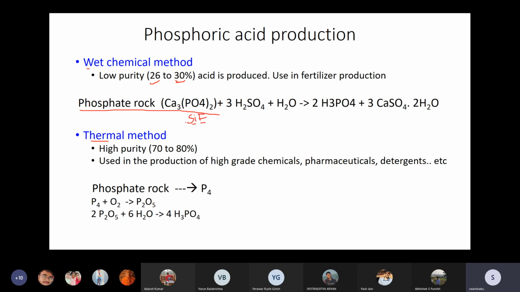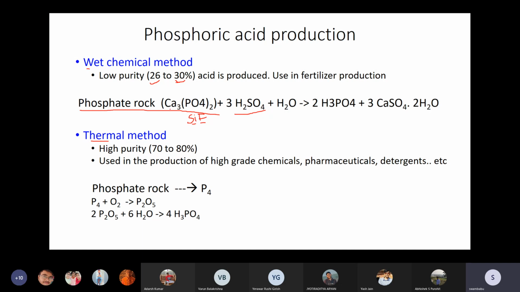Now, in the wet chemical method, the phosphate rock Ca3(PO4)2 reacts with sulfuric acid. Sulfuric acid is also an important chemical. Dr. Bhaskar, when he starts his portion after I finish this topic, will explain the sulfuric acid production process. So you will get to know how to produce sulfuric acid, because this is a very, very important acid used in almost all industries.